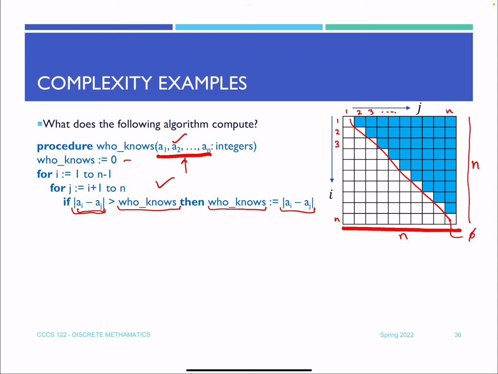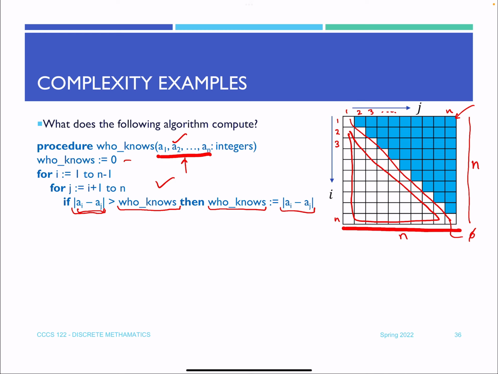And why are we skipping all these other white elements over here? We're skipping them because they're identical to the ones that we have on the other side, the blue side. The difference between AI and another element AJ is the same as the absolute difference between AJ and AI. So there's really no need to do the labor twice.